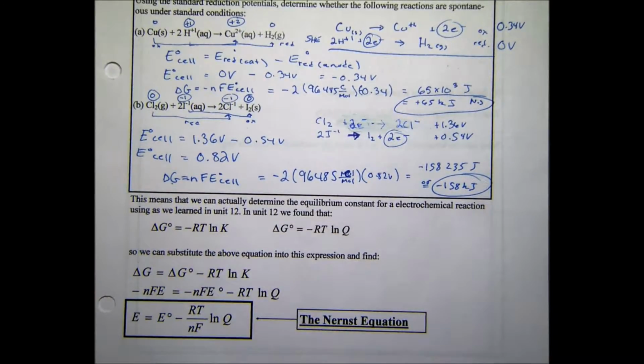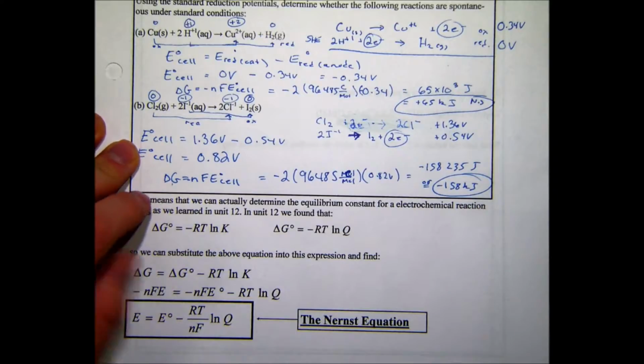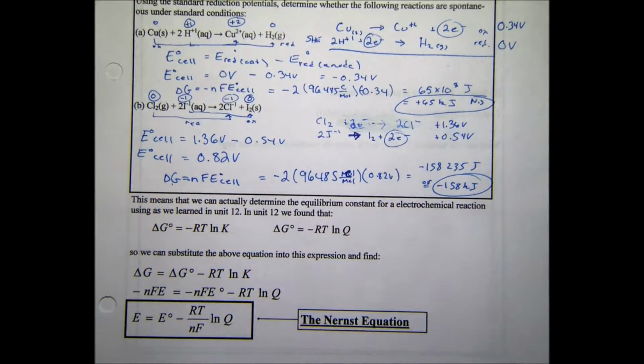So we can actually use this, since we can determine Ecell and turn that into the standard Gibbs free energy. We can use what we did in Unit 12 or Chapter 19 in thermochemistry to actually calculate equilibrium constants. And we can also figure out exactly what the potential will be under non-standard conditions. So both of these things are very useful, and that's what the Nernst equation is about.